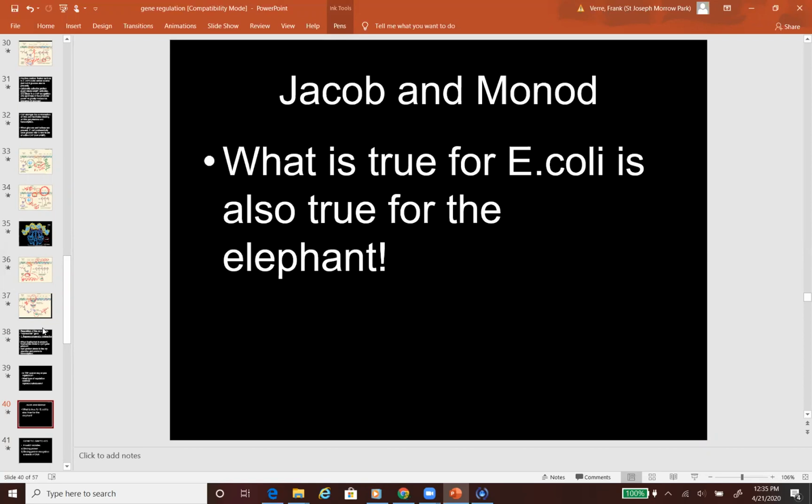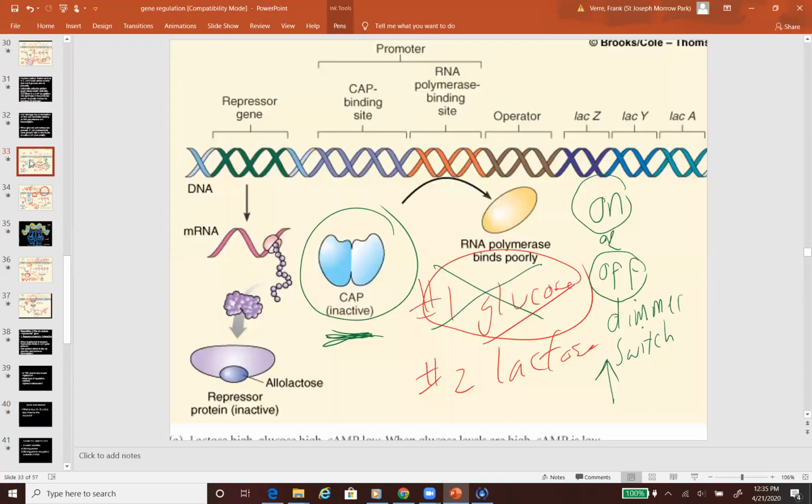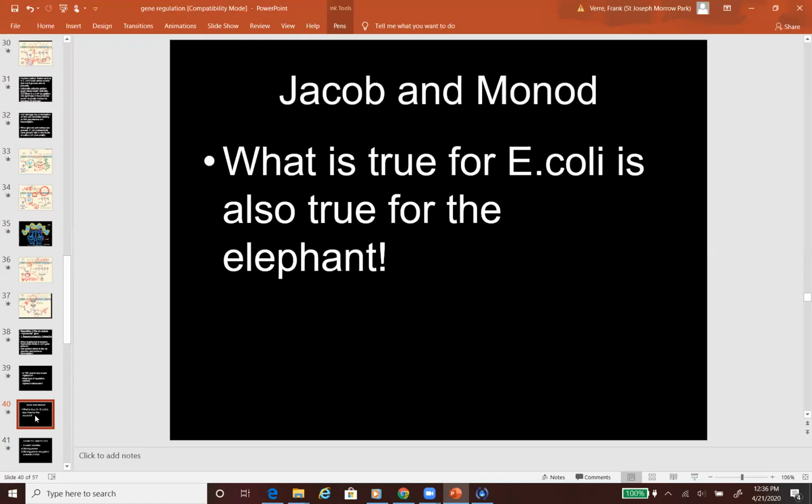And this was discovered in E. coli bacteria by two scientists named, you can see here, Jacob and Monod. When they discovered how this works, and I think it was the lac operon they were working on, they said, what is true for E. coli is also true for the elephant. So in other words, what we just talked about and how this process works, how regulation is controlled by these regulatory proteins, is true in bacteria, but it's true in all things. Okay, that's what the statement means.